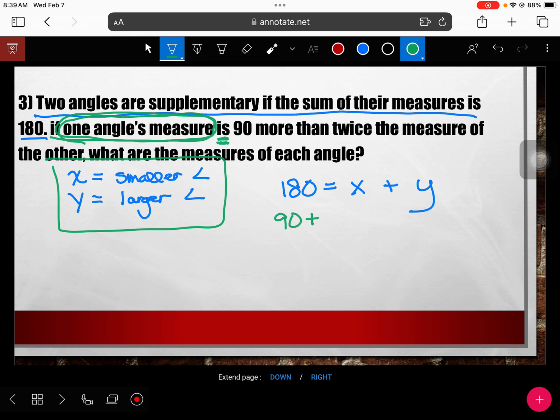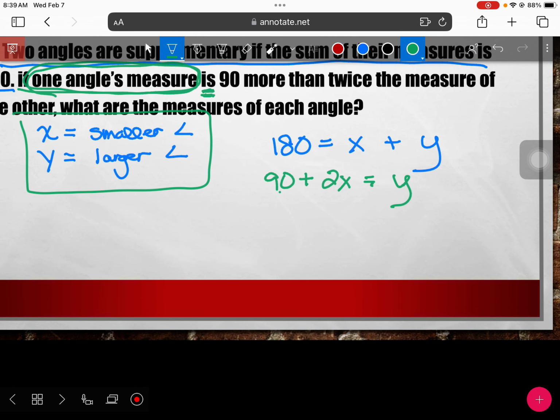90 plus 2x is equal to y. One angle's measure, y, is 90 more than twice the other. And we know that y is the larger one, so 2 times x plus 90 should give us that equal amount. What do you think of that? Anybody have that or something similar, like y equals 2x plus 90? Okay, or maybe you had the x and y reversed, doesn't matter, because we don't know yet.